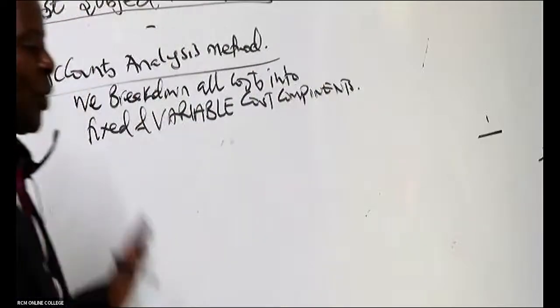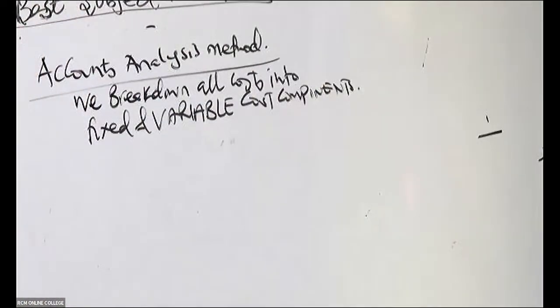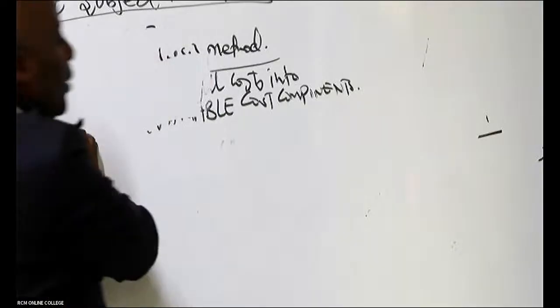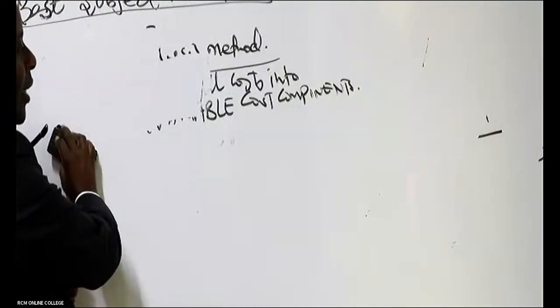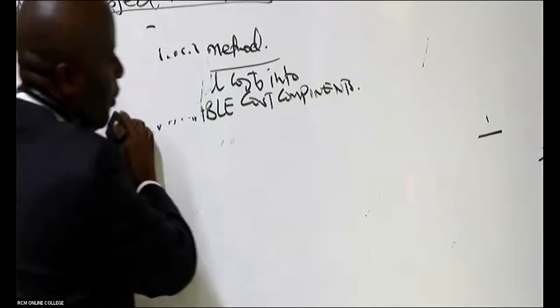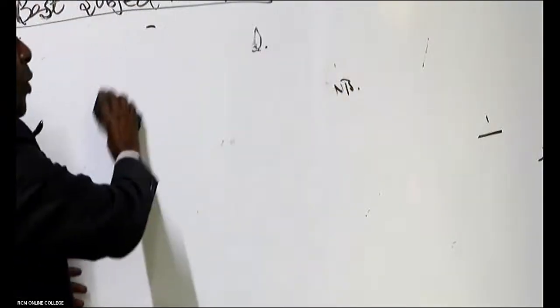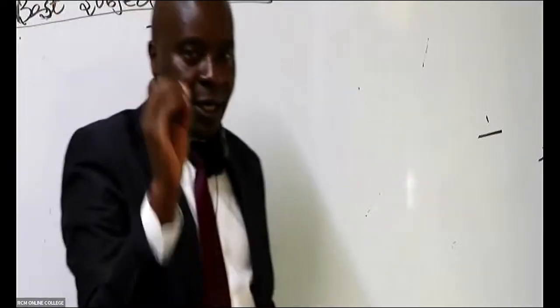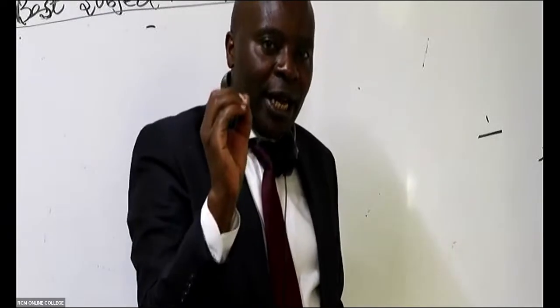Once you understand that, then you have understood the entire concept. So first of all, I will give you a simple illustration from my head here, and then we shall be able to look at a past paper question. I think I've wrapped this very fast, but what have we said about the account analysis method? We shall break down all costs into their fixed and variable cost components. Just that.